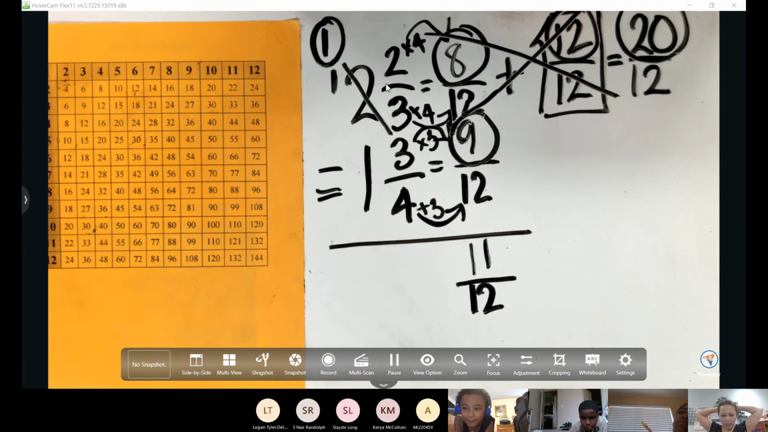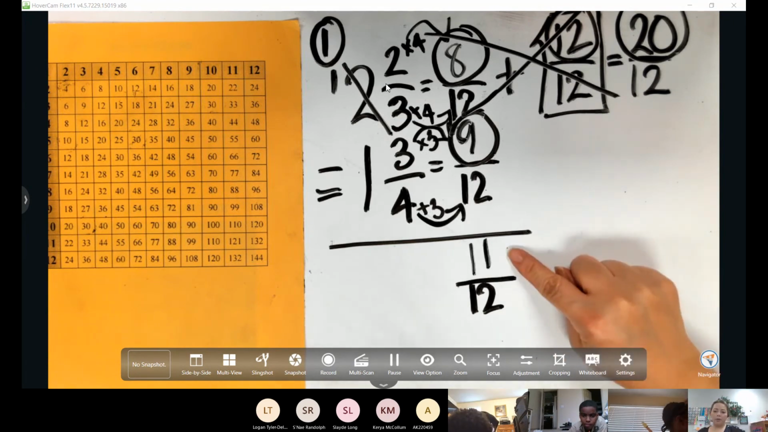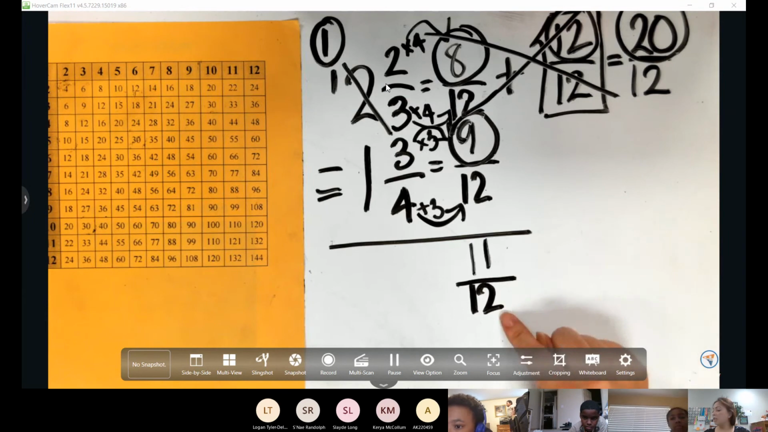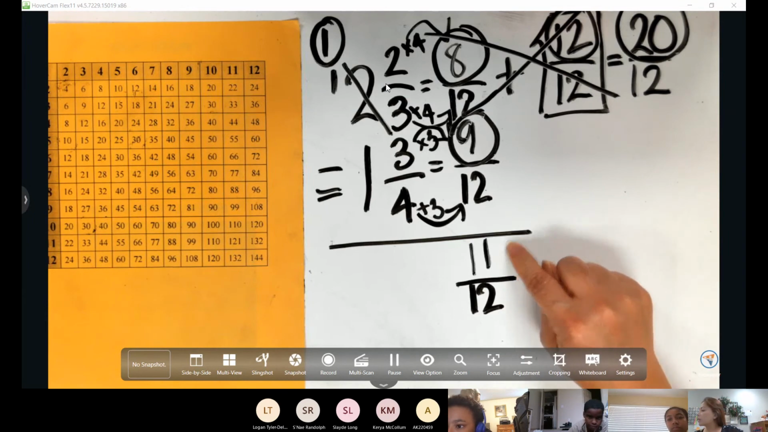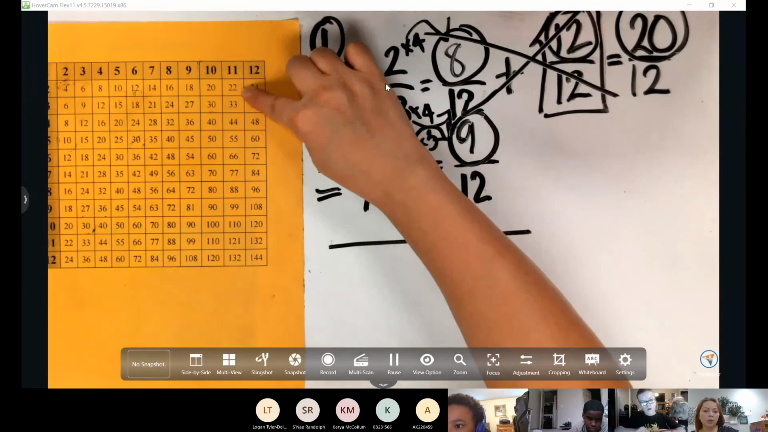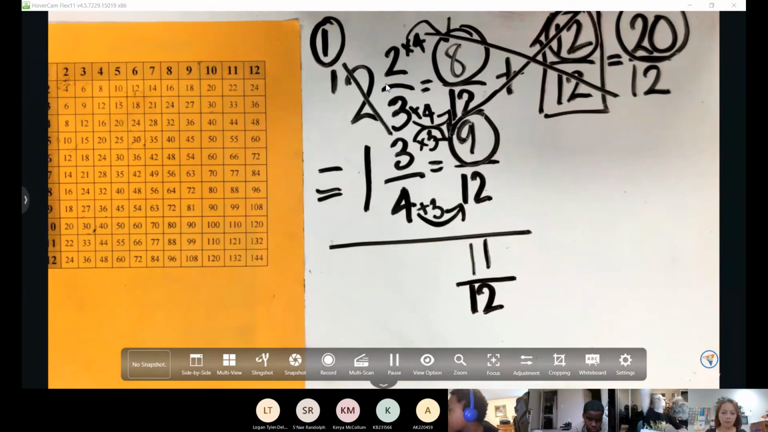Remember prime and composites? Yes, ma'am. Okay? 11 is a prime number. So the only way you can reduce this fraction is if the denominator is divisible by 11. Let's look at our chart. Our chart has 11, and then it jumps right to 22. It doesn't have 12. Okay?